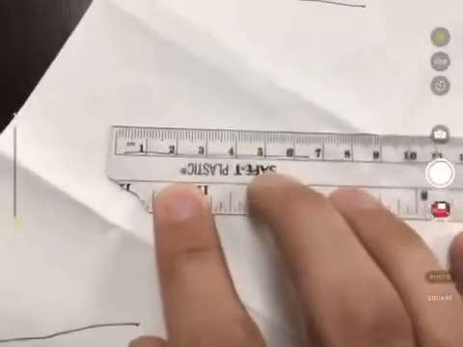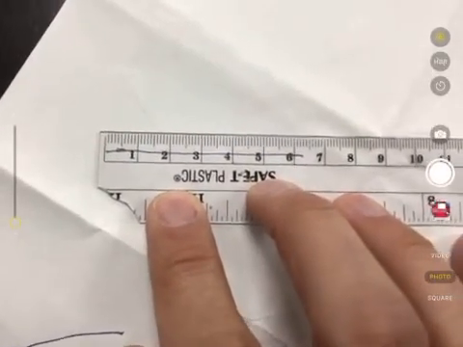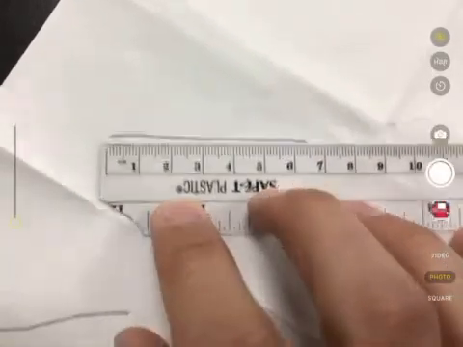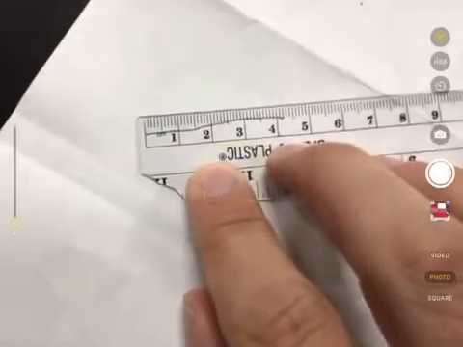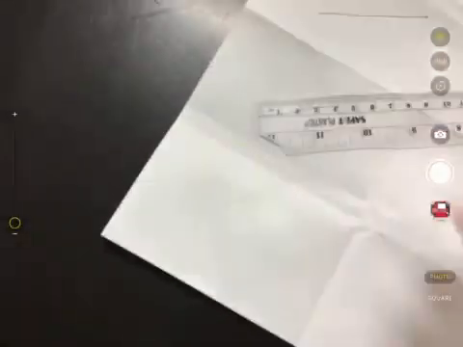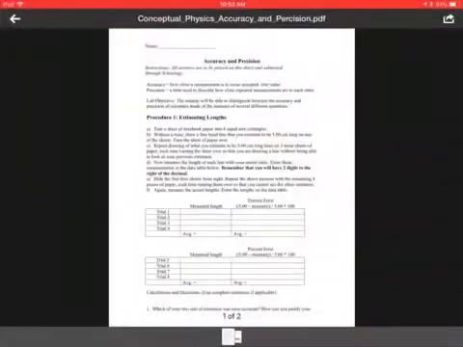My next one is well over 5 centimeters. And my last one is way short. Now, if I drew a fourth one, that's where I would draw that. I would put these numbers back into these boxes and find my percent error.